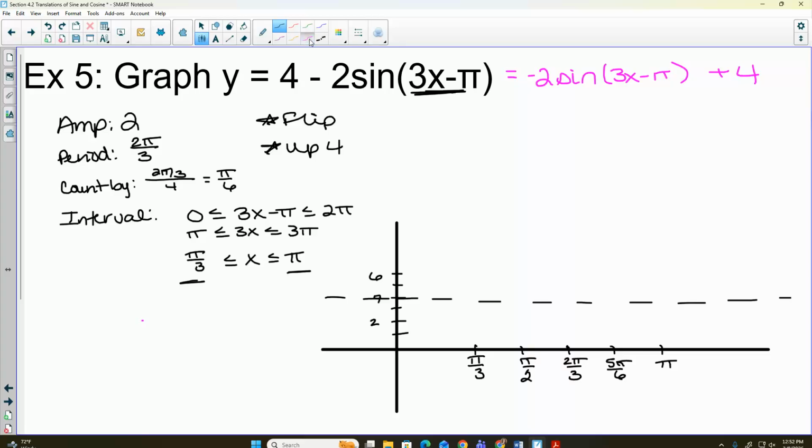Okay. I am graphing sine. Where does sine begin? In the middle. So at pi over 3, I am on my dashed line. That's the middle. Now sine typically goes up next, but we're flipping, so it goes down. So pi over 2, I should be at 2. 2 pi over 3, I'm back to 4. 5 pi over 6, I'm up to 6. And at pi, I'm back to 4.